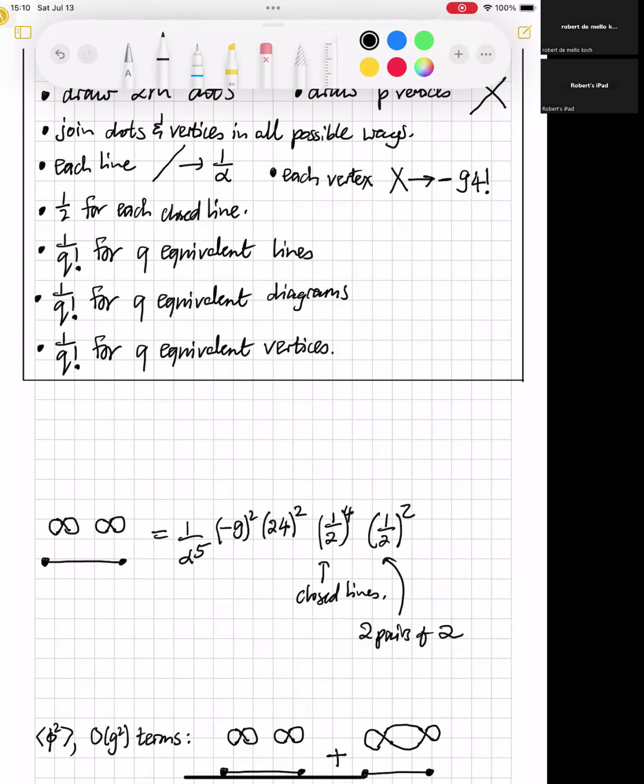And then if we look, do we have 2 equivalent diagrams? Well, yes, those 2 figures of 8 are equivalent diagrams. So we've got an extra factor of 2. This is for equivalent diagrams. And then equivalent vertices. Well, no, impossible. Each disconnected piece of the diagram has at most 1 vertex. So there's no equivalent vertices.